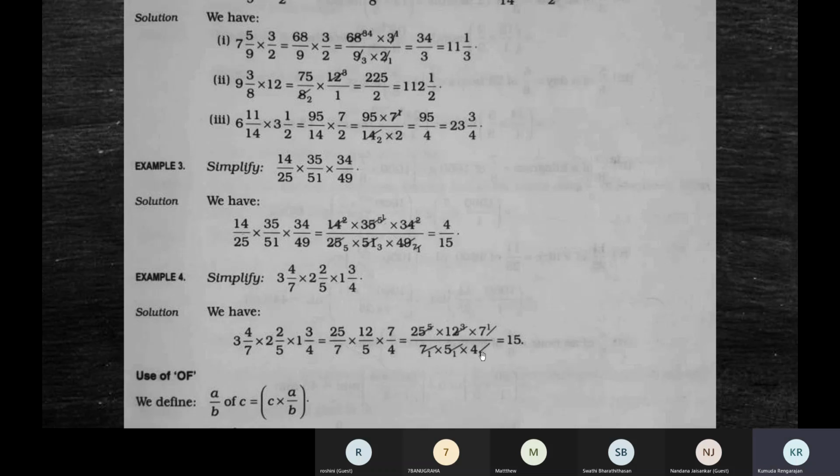Then do the same with 12 and 4. 4 divided by 4 is 1. 12 divided by 4 is 3. You can write these numbers above, children. Strike out 25, write 5 above it. Strike out 12, write 3 above it. Strike out 4, write 1 above it. Strike out the numbers and write the value, whatever answer you get, above it.